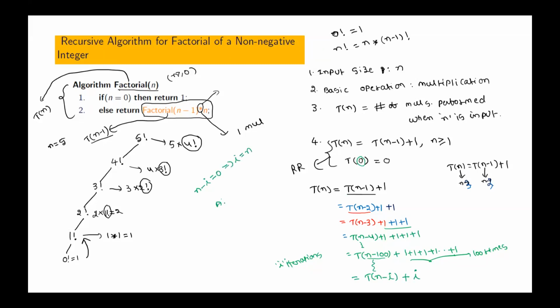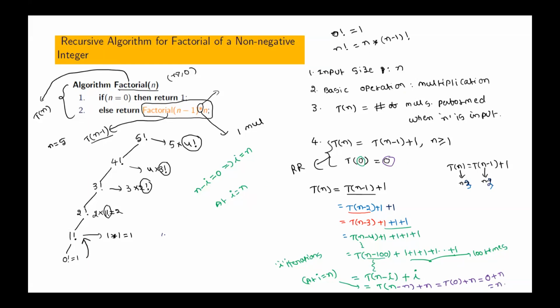So at i equal to n, what happens? What is T of n? T of n minus n plus n, in place of i we are substituting n. Is that okay? So what is this value? T of 0 plus n. What is T of 0? It is already given here. T of 0 is 0. 0 plus n. So therefore it is n. So fourth step over.